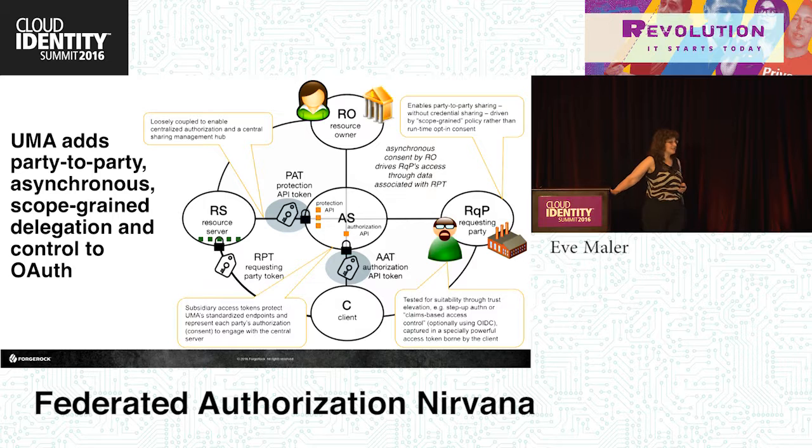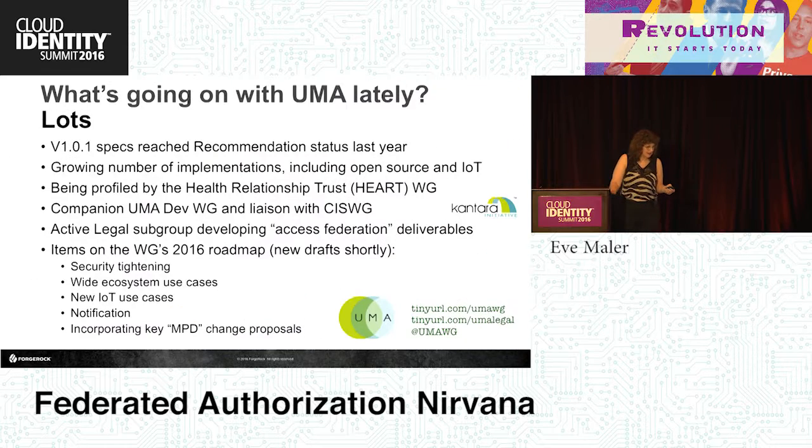So there's a process of consent to sew together the loosely coupled pieces. I want to just rush quickly to see if there's time for any questions. What's going on with UMA lately? What's the status? We reached v1.0.1 of our specs in December of last year. There's a growing number of implementations.